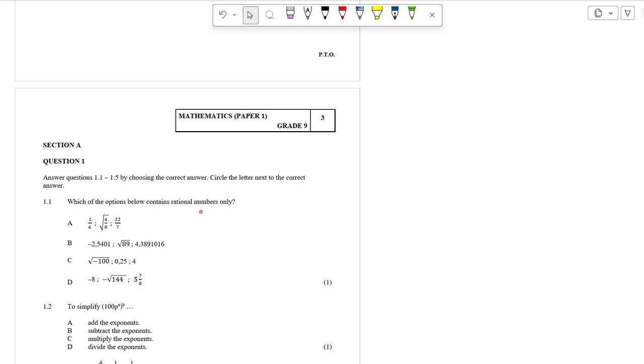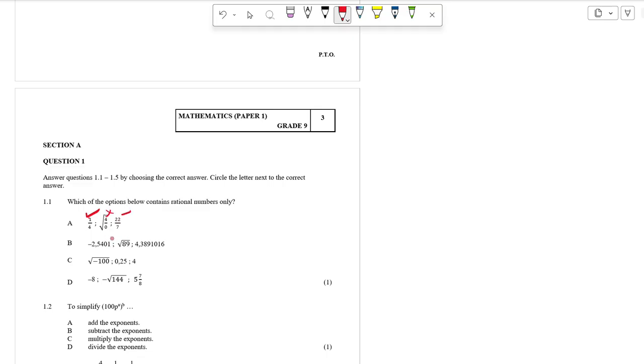Rational numbers are numbers that can be written as a fraction or decimal. If you check the first one, it can be written as a fraction or decimal. What about this one? When you divide anything by zero, it becomes undefined. The square root of zero is undefined. So 22 over 7 is rational, but this one can't be.